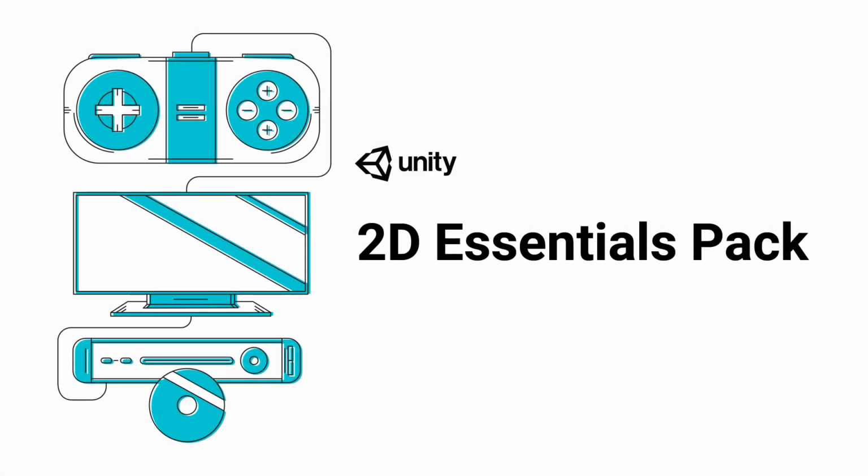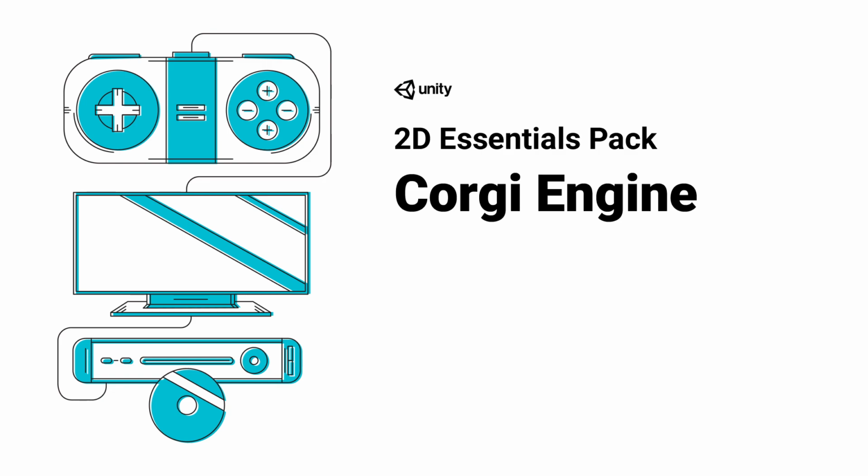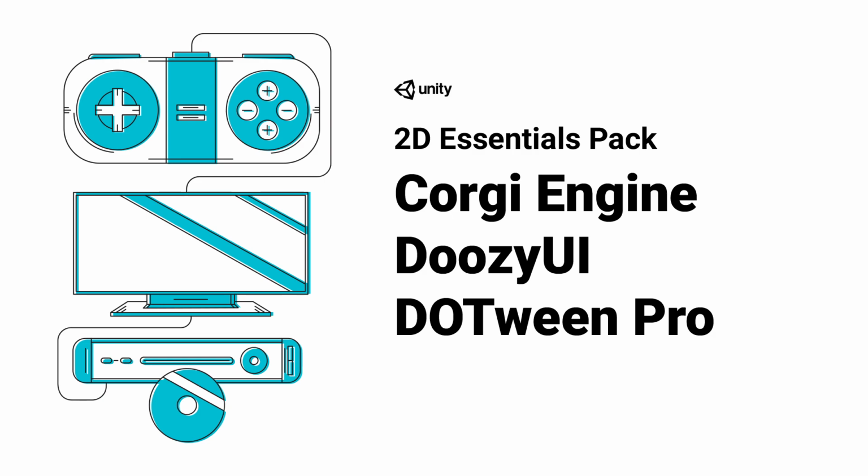Today, we're going to take a look at 2D Essentials. 2D Essentials includes Corgi Engine, Doozy UI, DOTween Pro, and 2DDL Pro.